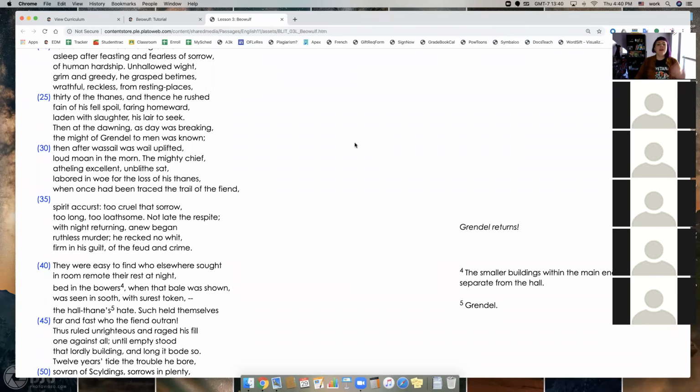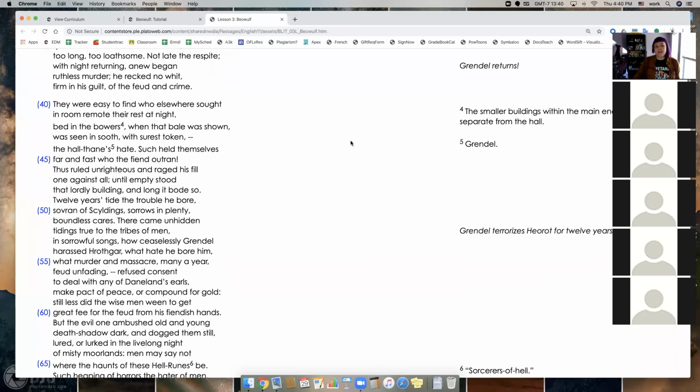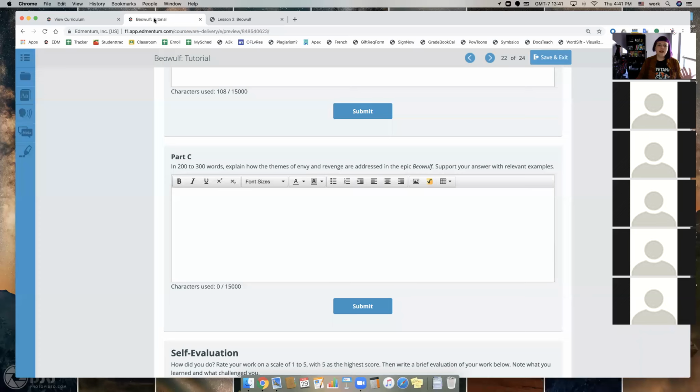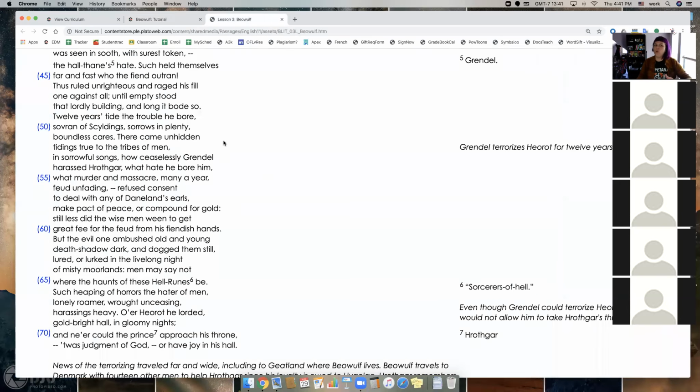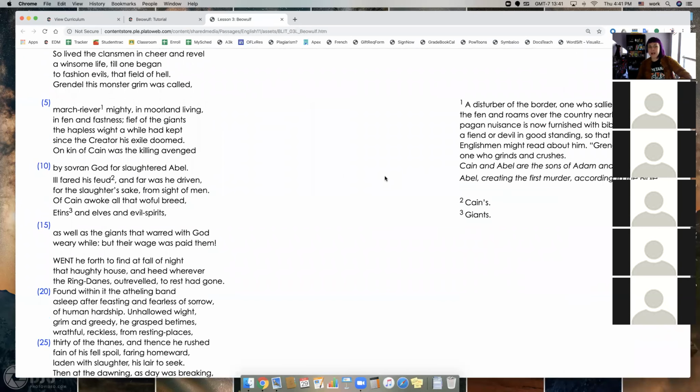So basically, that's all that this is saying. It's actually a lot. This is so translated. Be very thankful that you are not given the original English version to read through. But go through it and find those examples. You can totally see envy consuming a character. That's the whole thing with Grendel. That's why he comes down there: they're celebrating, and he's so mad about it, he's going to ruin everything for 12 years, right?